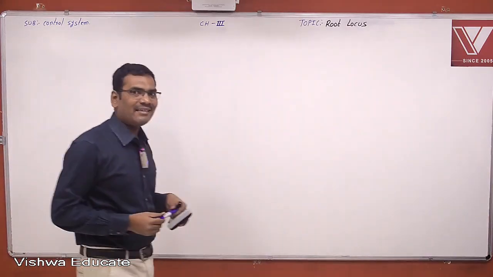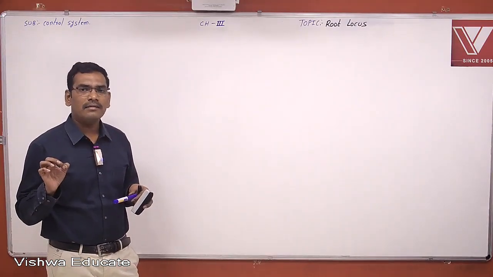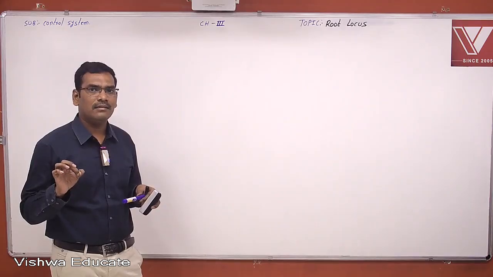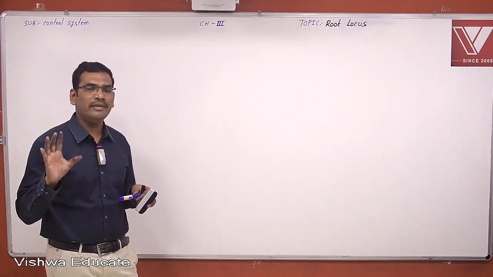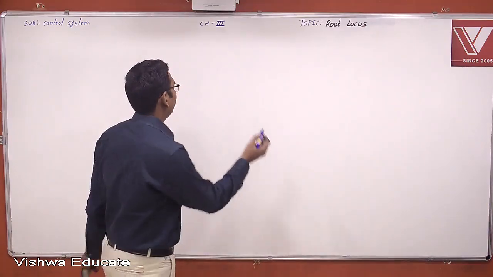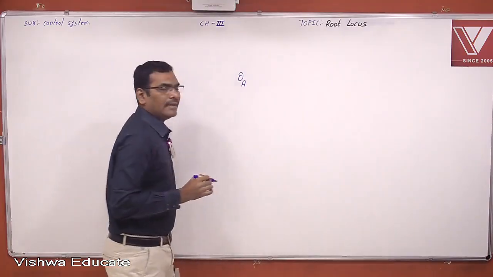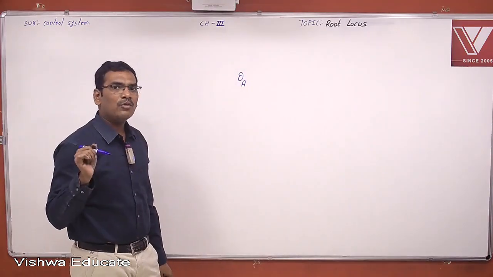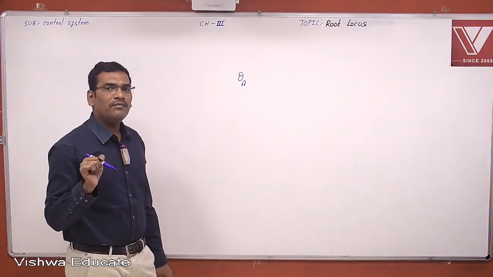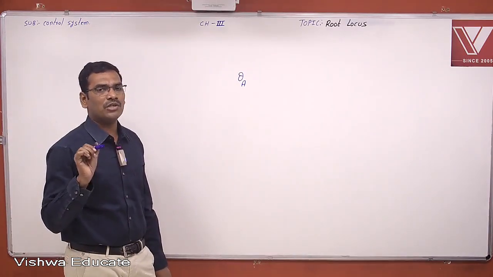Now, what is the angle of asymptote? Angle of asymptotes are the root locus branches which approach infinity. First, carefully observe the definition. Angle of asymptote, theta A: the angle of asymptotes are the root locus branches which approach infinity. Now the question is why they approach infinity.